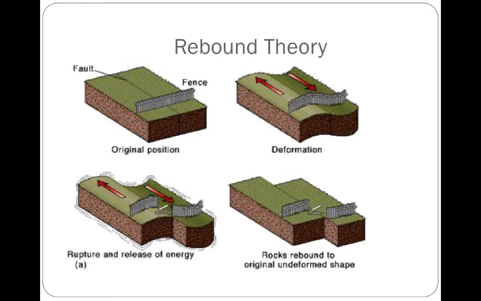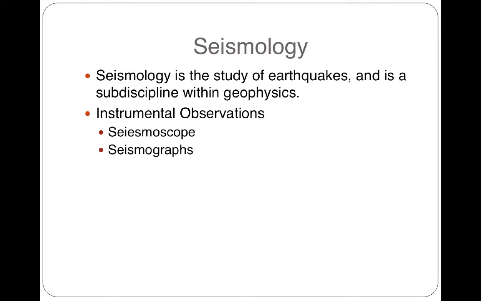Interestingly enough, there was a case in California where this very thing happened, where there was a fence right along the fault, and after an earthquake, we ended up with the fence in those offset positions. Seismology then is the study of earthquakes, and it uses seismoscopes, but more accurately and more commonly now, seismographs.